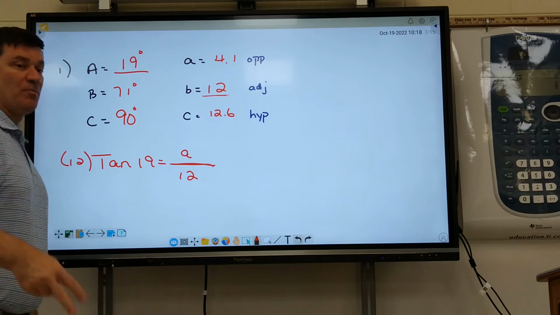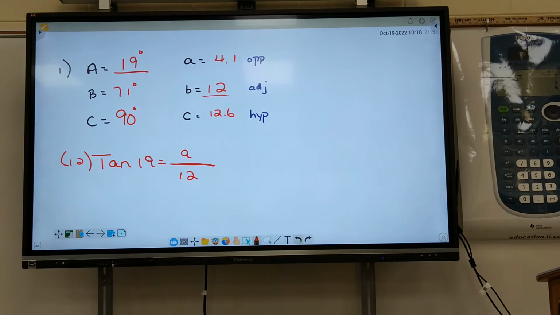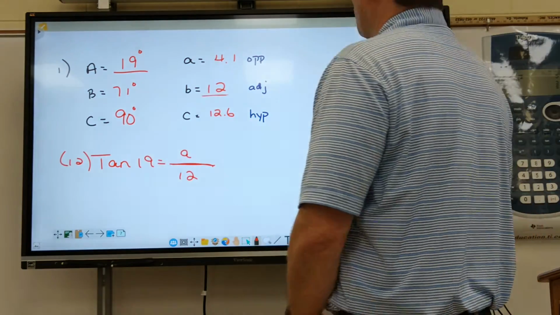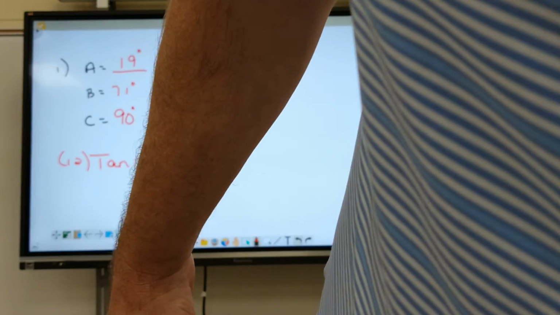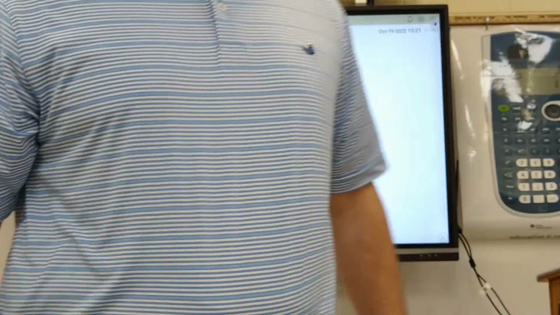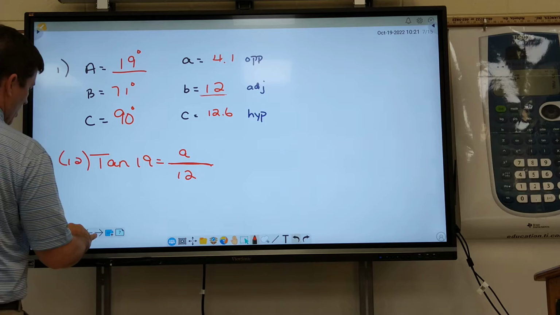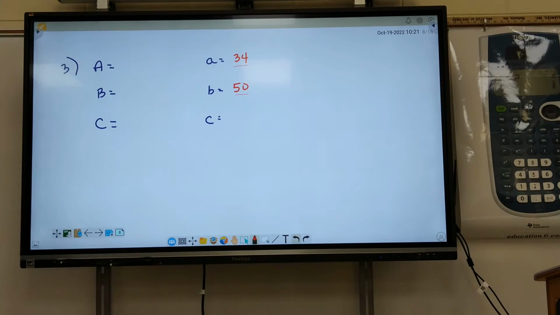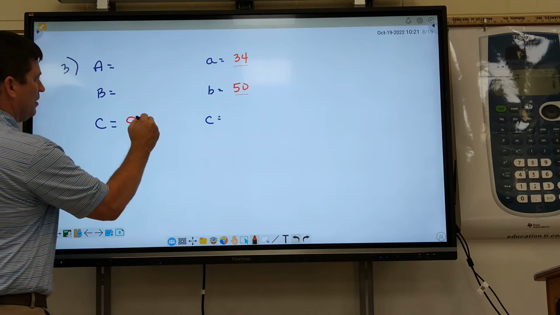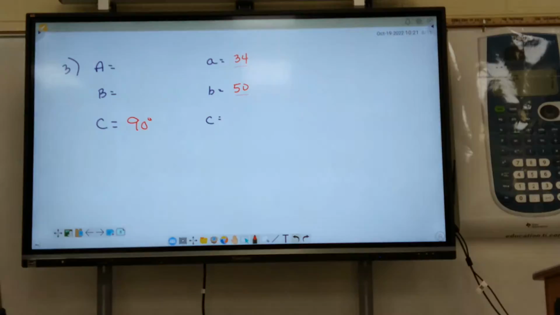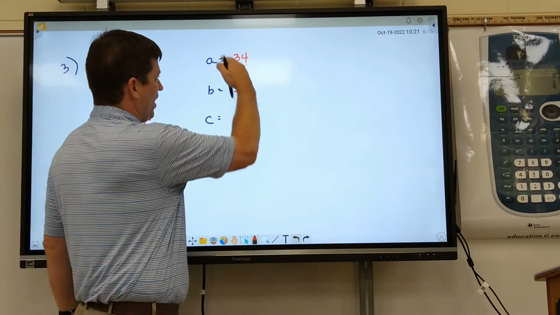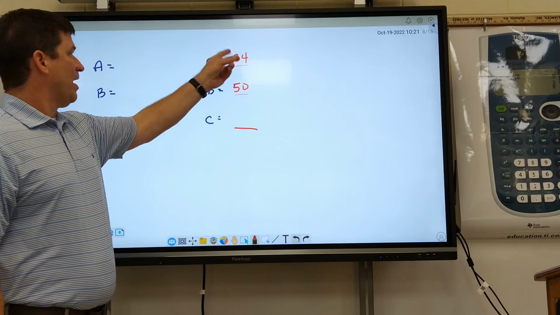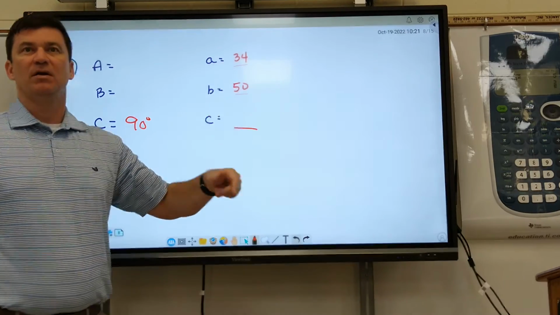All right, so y'all do number 2 just like we did number 1. You do 4.1 squared plus 12 squared equals, and then find the square root of that. All right, let's do number 3. Look at number 3, guys. It's different. How is it different? Well, I can't do my left column because I can't do the angles. I don't have enough. So we have to do the right column first. So we can go ahead and do a squared plus b squared equals c squared.